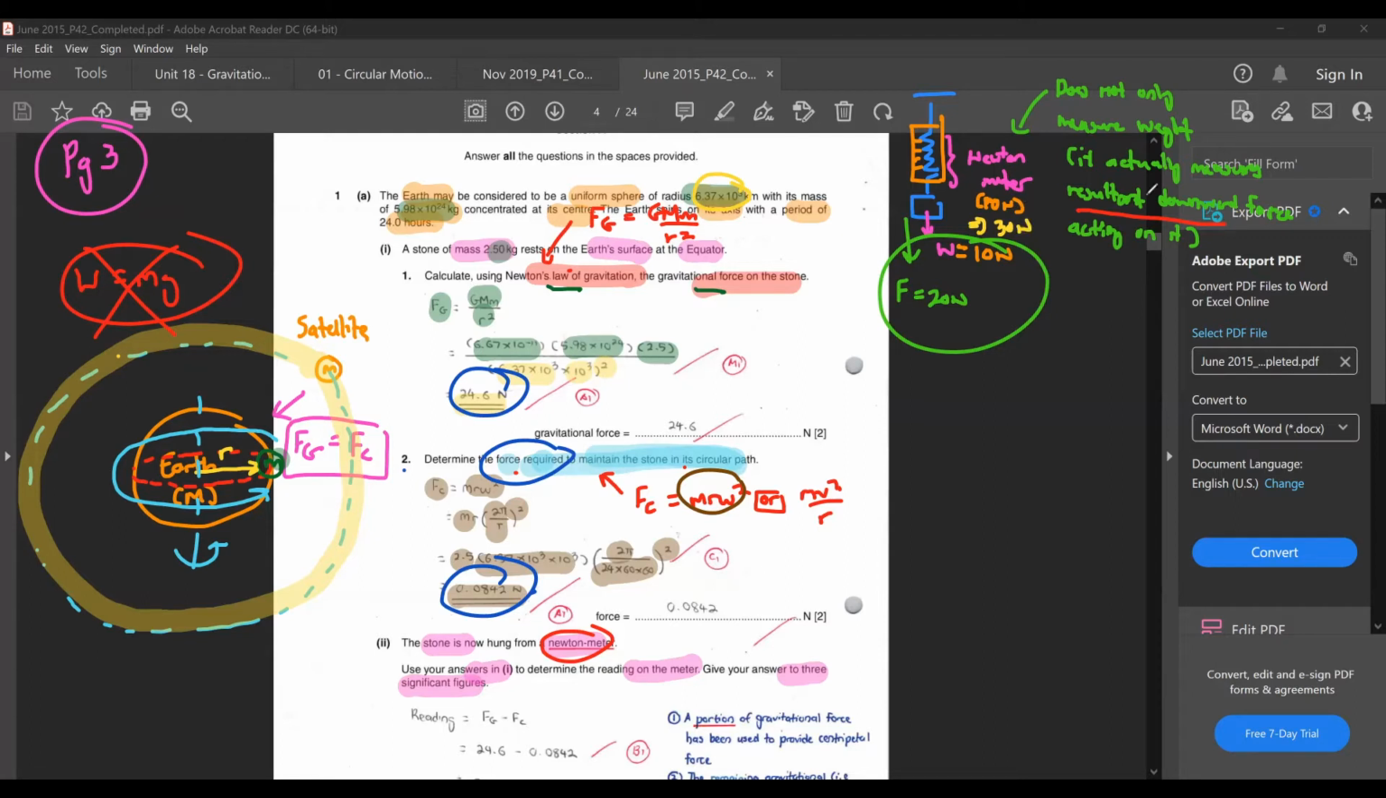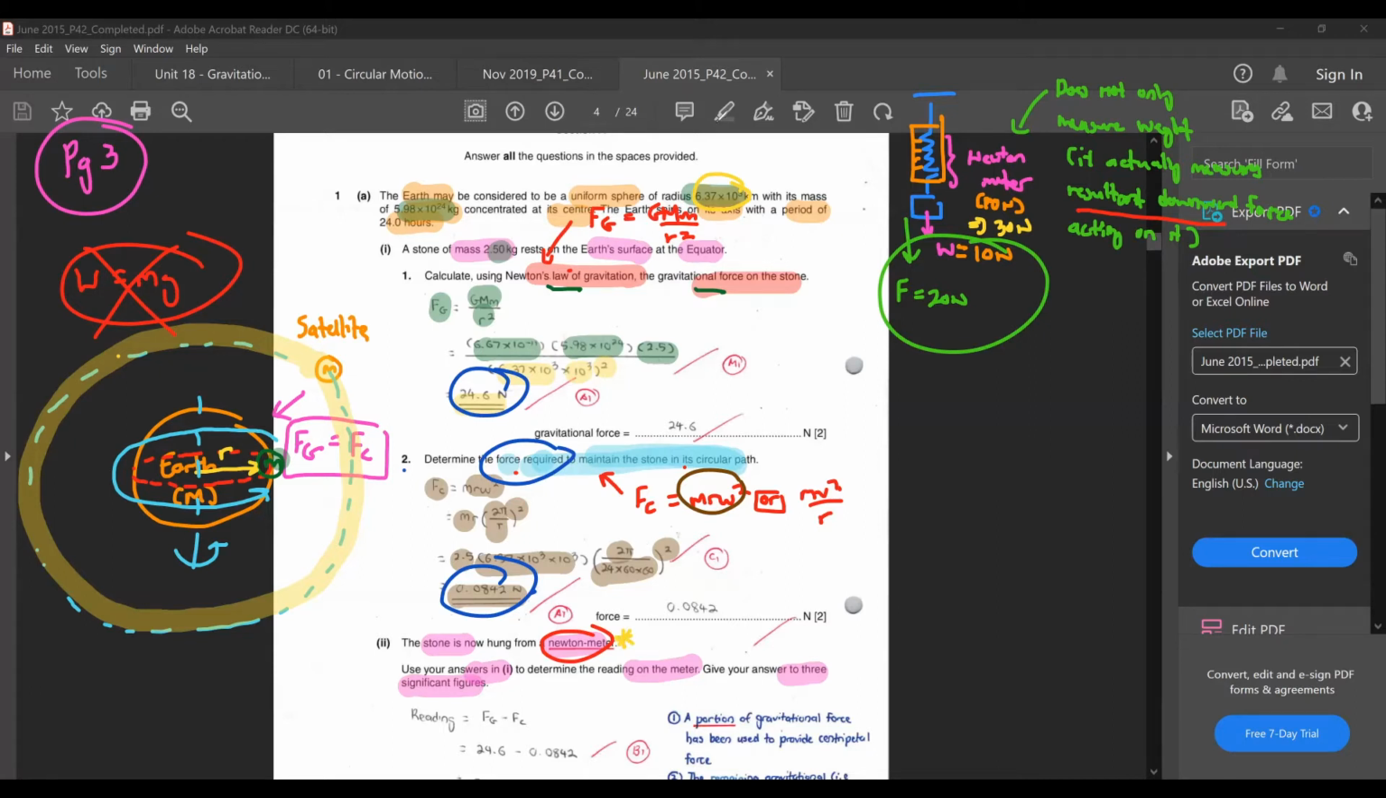This is what I mean by the Newton meter. It's actually not really measuring the weight. It's actually measuring whatever resultant downward force is acting on it. Okay, in a lot of cases, you just apply the weight only. That's why it's only giving you the weight. But if let's just say you apply the weight and then you apply another force downwards on it, it will give you the resultant downward force. Okay, so this one, just understand what the Newton meter is doing in the first place.